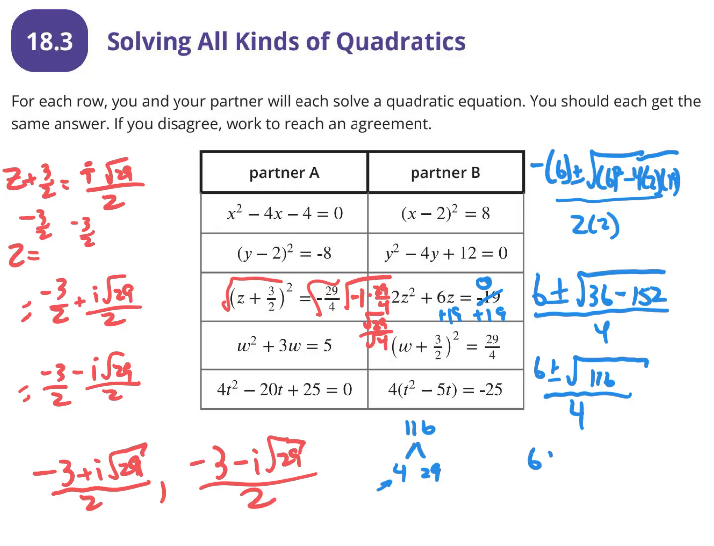And 4 is a perfect square, so that means it's 4 times 29, that's 116, times negative 1, all over 4. And you get 6 plus or minus, the square root of 4 is 2. The square root of negative 1 is i, root 29, all over 4. Now, if I simplified it down, if I took a 2 out, I would get the same thing as the left side. So these are equivalent.